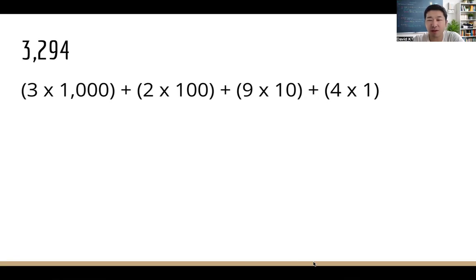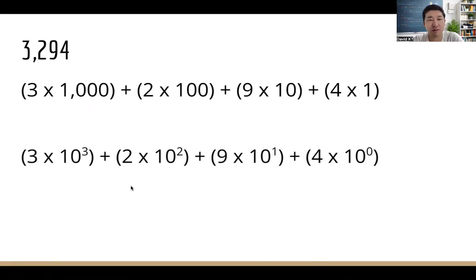What do you notice they all have in common here? What do these all have in common? They are all base 10. What does that mean? Well, if you look here, 1,000 is the same as 10 to the third power, so with a base of 10. 100 is the same as 10 squared. 10 is the same as 10 to the first power, and 1 is the same as 10 to the 0 power.